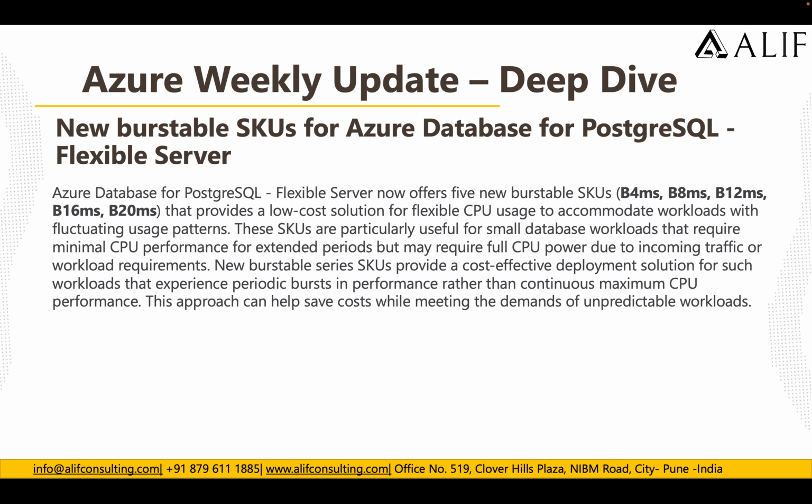The next update which we have is for Azure Database for PostgreSQL Flexible Server. For that we have new burstable SKUs which belong to the B series of VMs. The new five burstable SKUs are B4MS, B8MS, B12MS, B16MS and B20MS. And these burstable SKUs basically provide us a low-cost solution for flexible CPU users to accommodate workloads with fluctuating usage patterns.